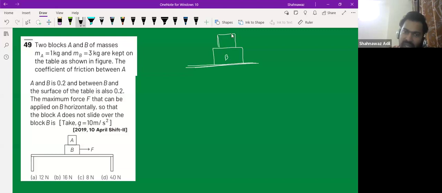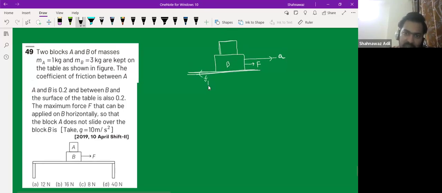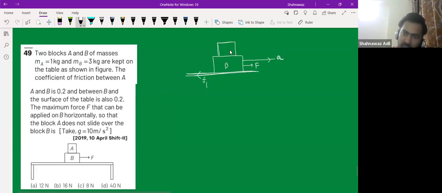So again, we'll do the exact same calculation, but let's say we have this acceleration, and this force on this B block is only F. So this will have some friction in this direction, let's say F1. And if we talk about this A block, A block will experience some pseudo force. So this is F pseudo, and the calculation would be exactly the same.